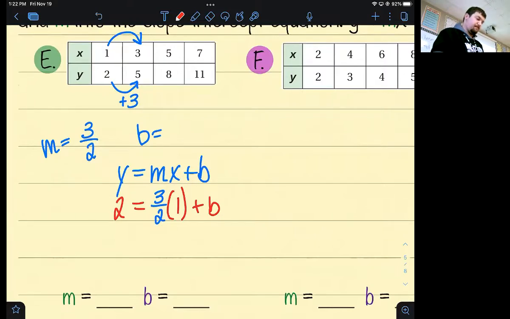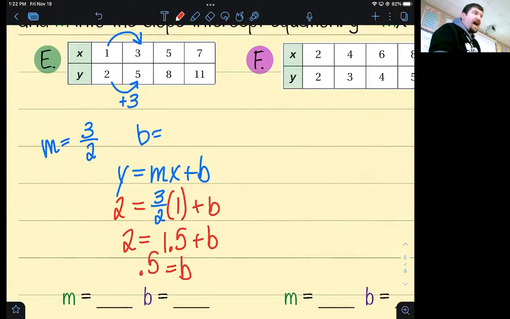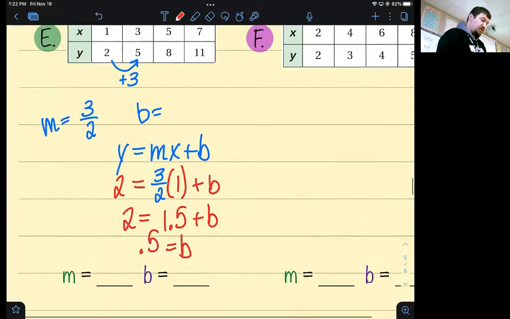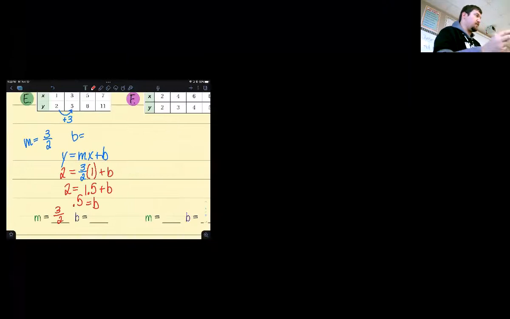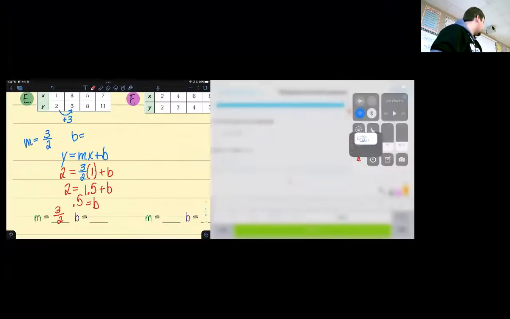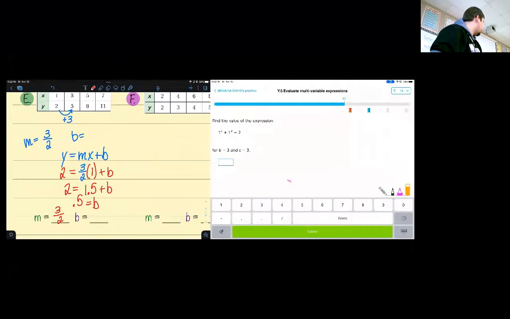What's 3/2 times 1? 3/2. Can I call it 1.5? You guys okay with this? I'm not finding the slope, so I don't technically have to write it in fraction form. Or, I mean, you could. Subtract 1.5 from 2, what do you get? 0.5, or a half if you want to write it in fraction form. So our slope was 3/2. We knew that right away from just looking at the chart.